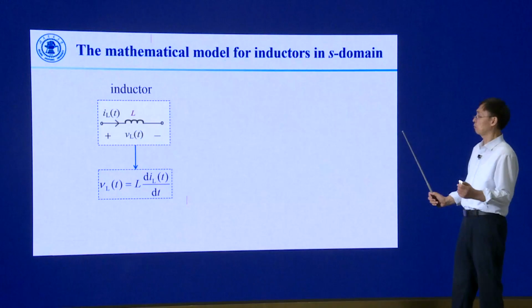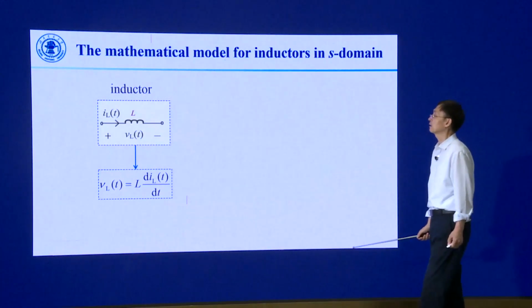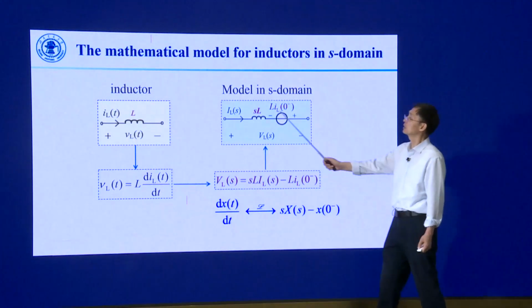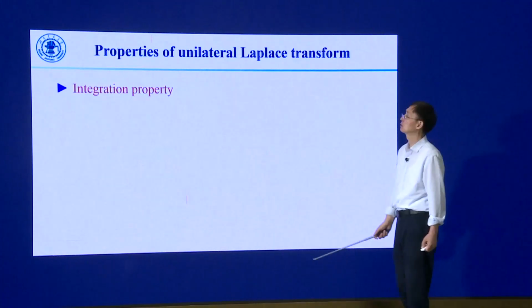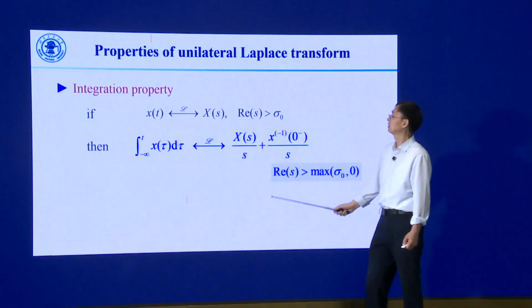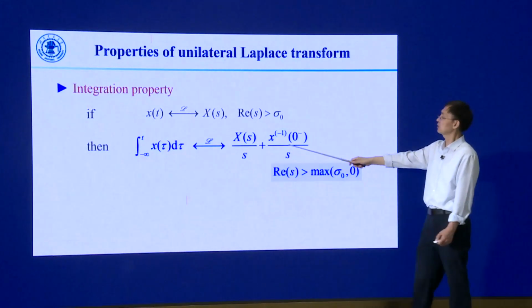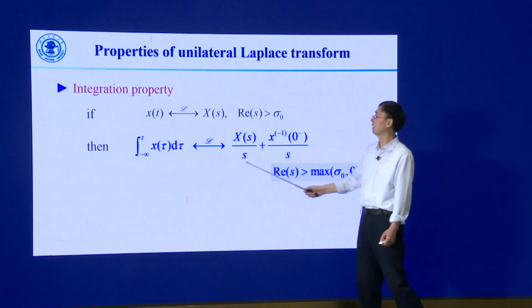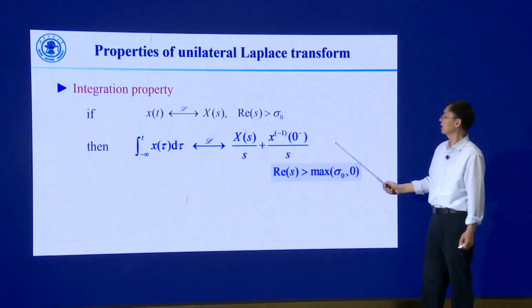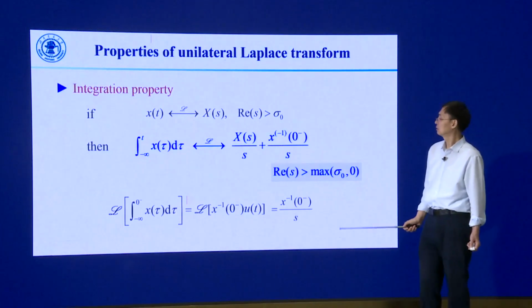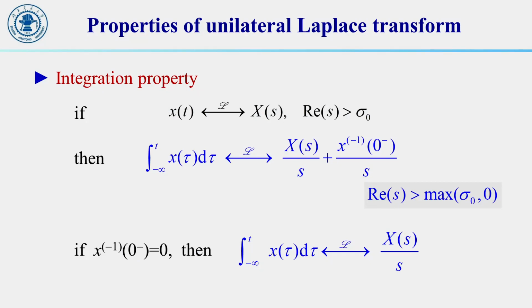According to the property, we can get the model in S domain for inductor. Another property is integration property. This is a relationship between the signal in time domain and the Laplace transform in S domain. If this condition is satisfied, we can get this formula.